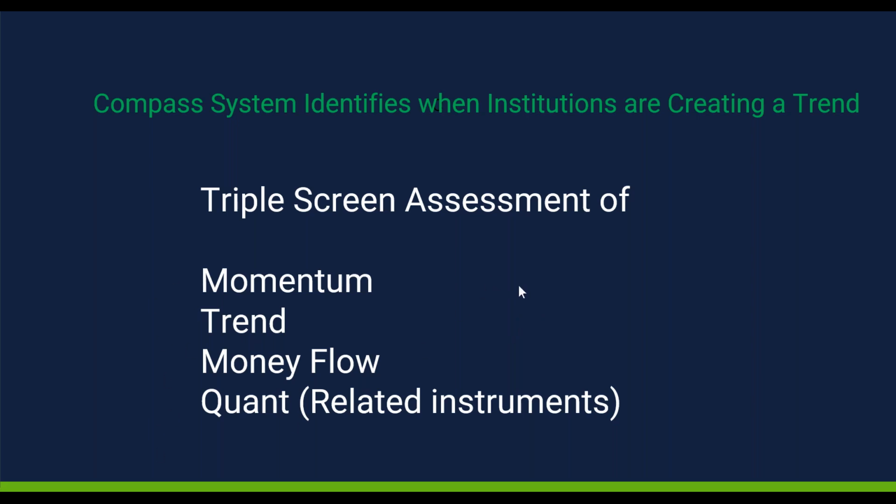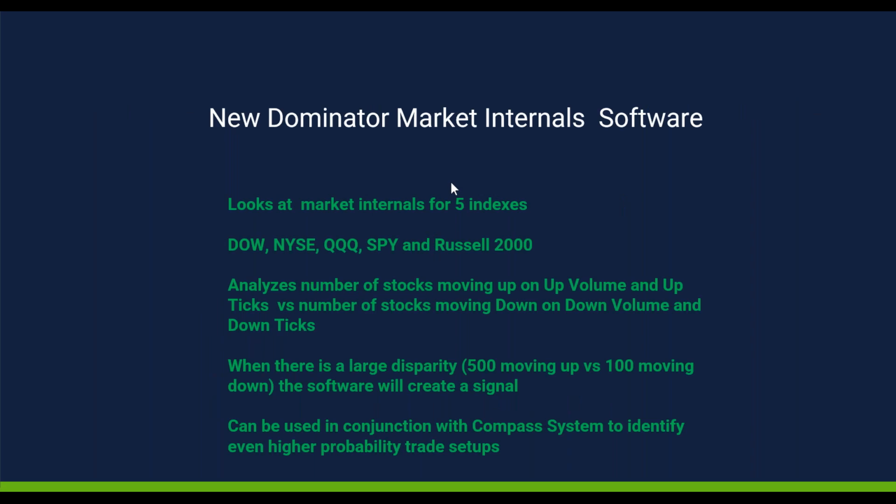I mean, we're looking for this particular situation, and the Compass system, as I'll show you in a minute, identifies these for me. And the Dominator system, which we call new, but it's now a year old, is looking at the market internals across 5 different indexes: the Dow, the New York Stock Exchange, triple Qs NASDAQ, the SPY S&P 500, and the Russell 2000. And it's looking at the market internals for each one of those indexes.